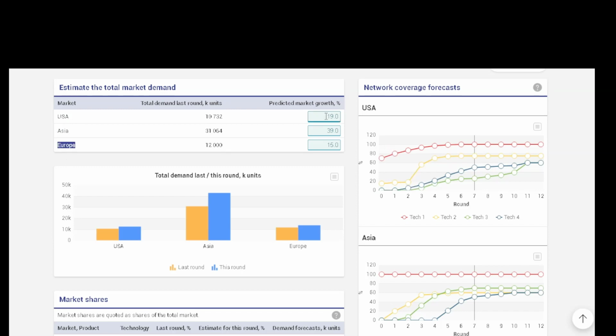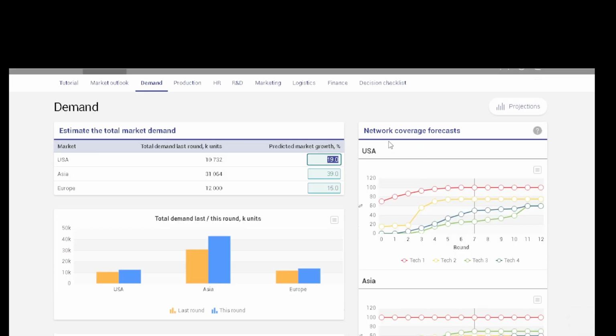Here, and then we have here the network coverage forecast, which shows us which technologies we can use in each and every round. So here you can see that technology 1 is the first one at 80%, followed by technology 2 at 70%. Technology 1 is at 97%. So here I will just suggest us to use technology 1 and 2.